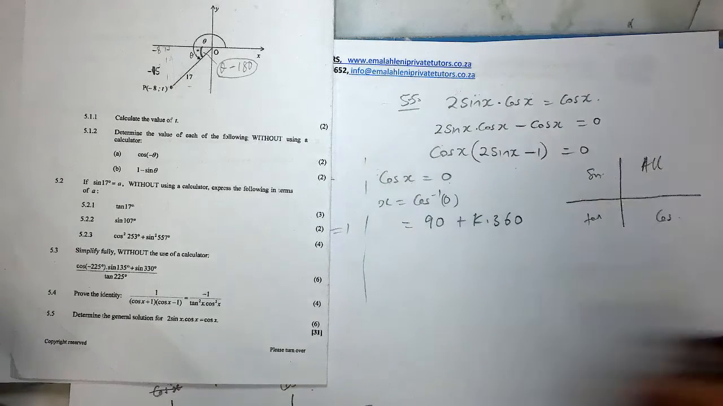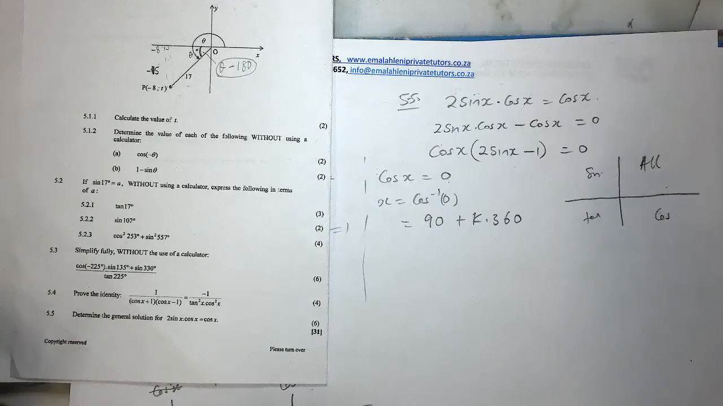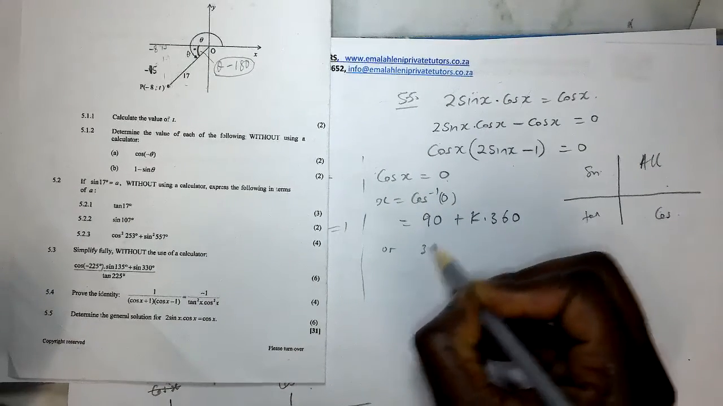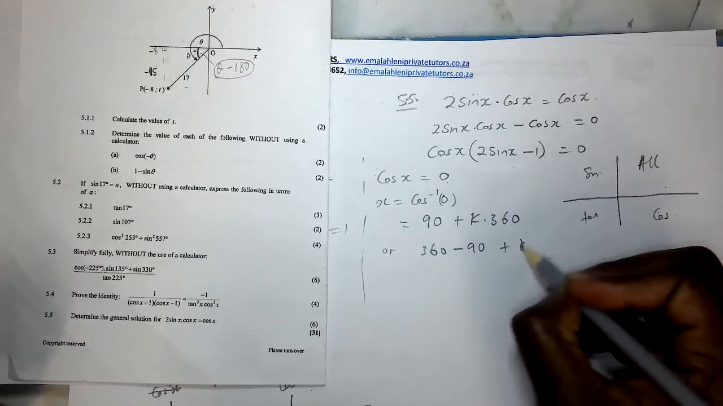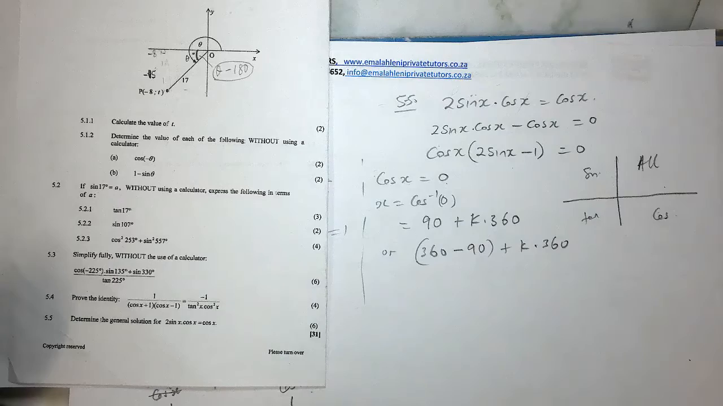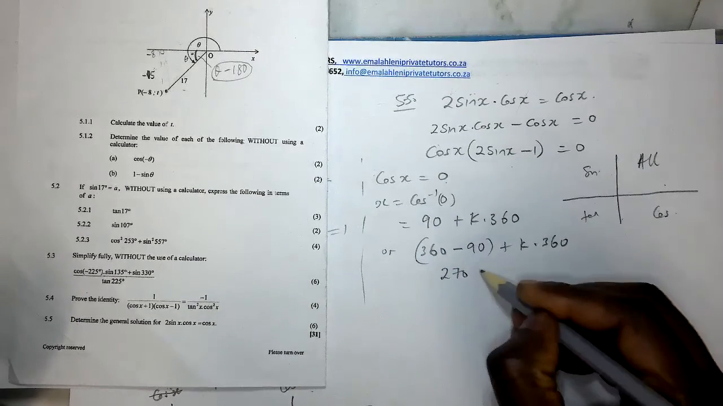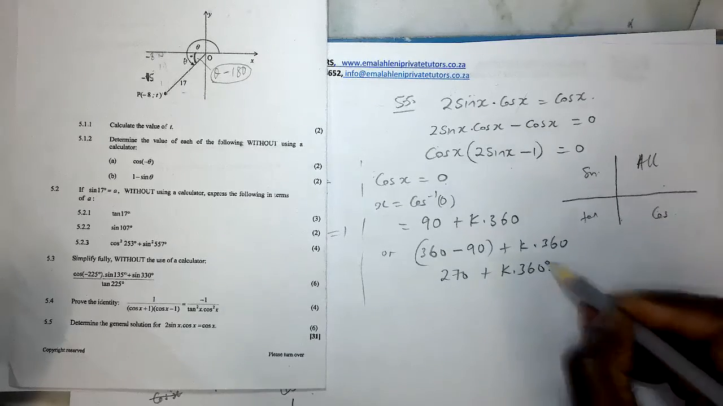How do you get the second angle? You say 360 minus the angle. I have emphasized that. So the second one is 360 minus 90, plus k 360. We put this in brackets. Now 360 minus 90, you're going to get 270. So it's going to be 270 plus k 360. That becomes your answers here.